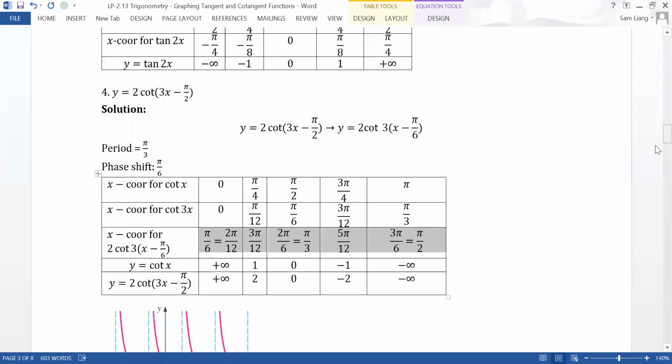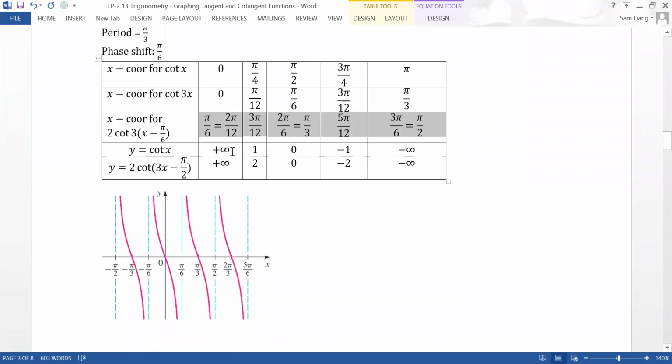And for the y coordinates, remember cotangent is descending, so it'll be from positive to negative infinity. So at positive infinity, 1, 0, negative 1, negative infinity. There is a vertical stretch by a factor of 2. So we multiply everything by 2. We get positive infinity, 2, 0, negative 2, negative infinity. And these are the y coordinates we plot.